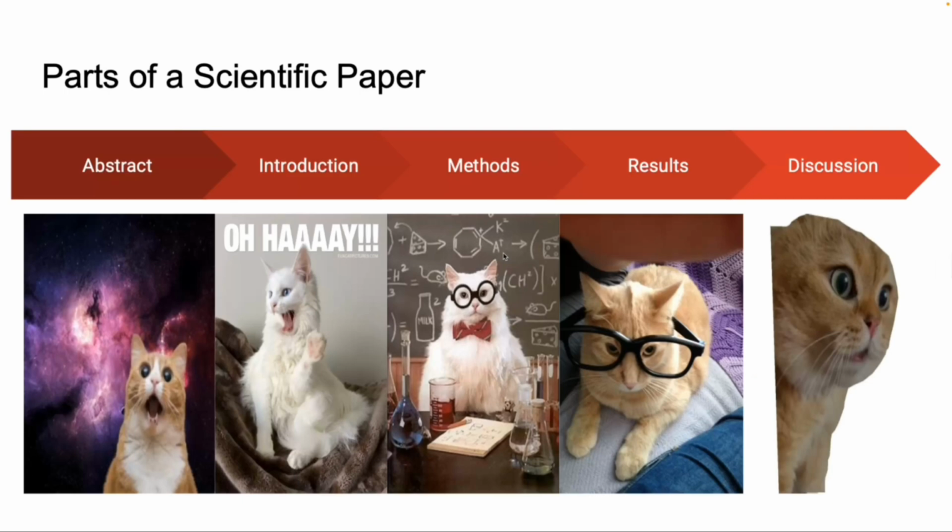Okay, there are five main parts of an academic paper. Those are going to be the abstract, the introduction, the methods, results, and discussion. We're going to get started with the abstract first.